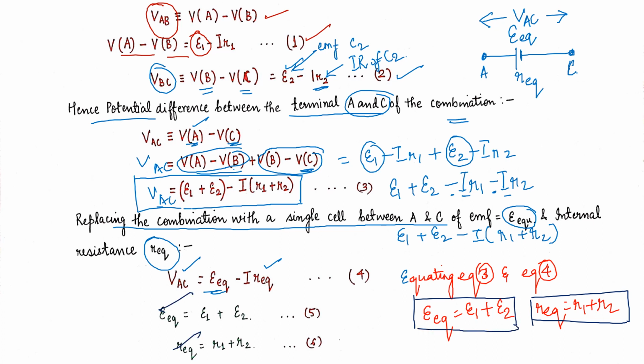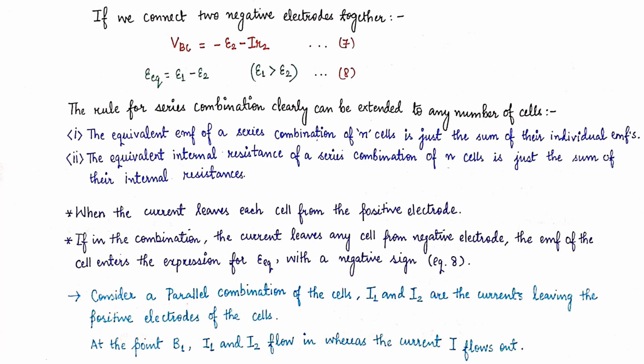So this is what I have written here. Moving to the next. If we connect two negative terminals of the electrodes together, we will get VBC equals negative of E2 minus negative of IR2. What this condition is stating, I will draw. If this is the condition, this is point A, point B, point C.